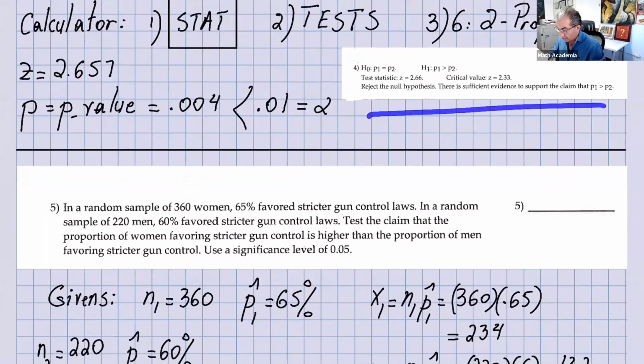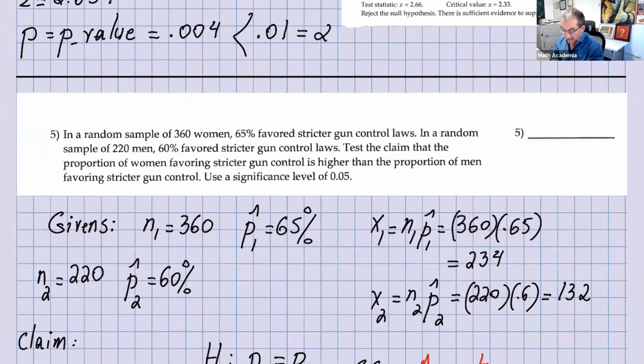And I have the solution from the test bank here. You can double check your answer. Number 5. In a random sample of 360 women, 65% favored stricter gun control laws. In a random sample of 220 men, 60% favored stricter gun control laws. Test the claim that the proportion of women favoring stricter gun control is higher than the proportion of men favoring stricter gun control, and use alpha to be 0.05.